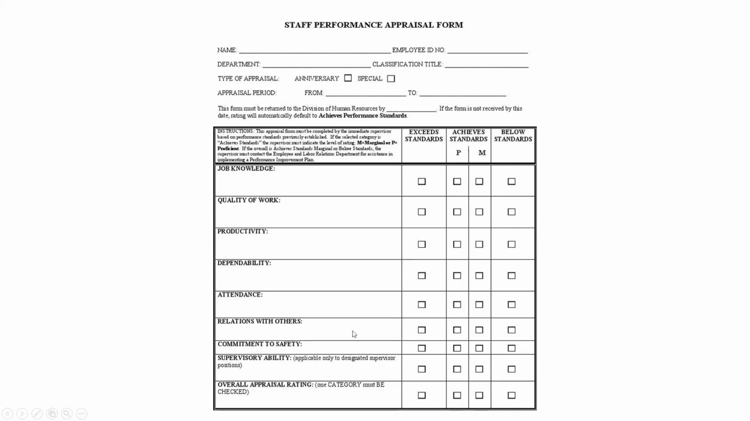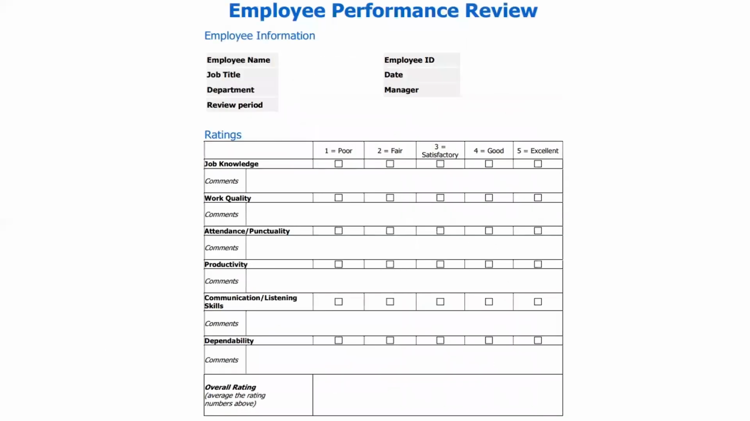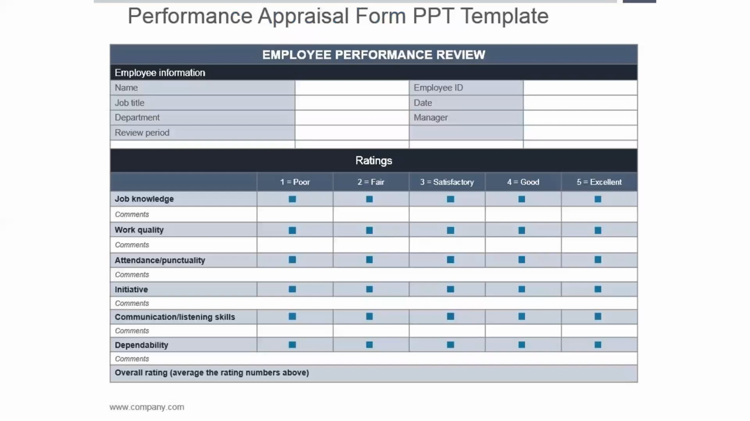So this is how a staff performance appraisal form looks like. So you can write this in your record book. Avoid writing the first format because it is very basic and simple, and you can consider any of these formats to be written and completed in your record book.